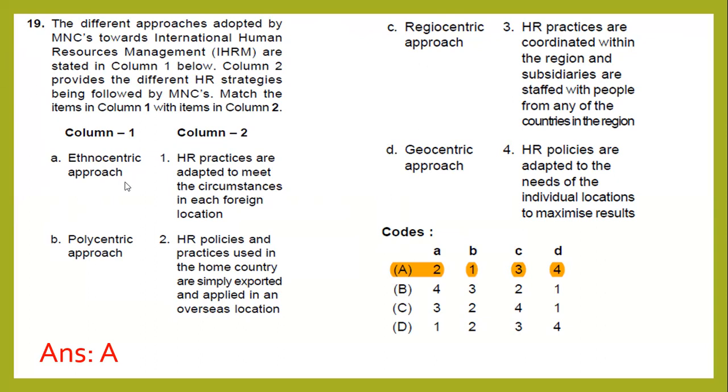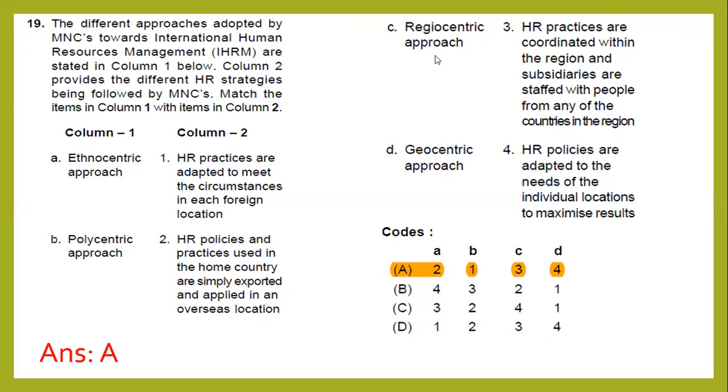Ethnocentric approach: here HR policies and practices used in the home country are simply exported and applied in the overseas location. That is, whatever practices are followed in the home country are just applied in the foreign countries. Next, polycentric approach. The correct option is HR practices are adapted to meet the circumstances in each foreign country location. So according to the foreign country location, these practices are located.